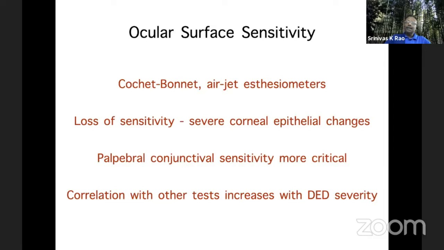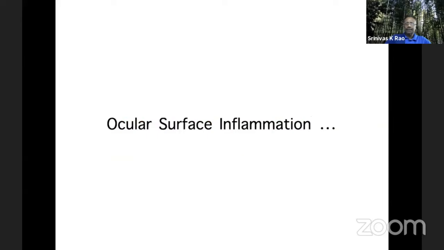you can use. Because ocular surface damage tends to affect the nerves on the surface, there can be a loss of sensitivity, and you can use the Cochet-Bonnet instrument. The AGET aesthesiometers are still in trial. They've not yet come out commercially. And the loss of sensitivity may correlate with the extent of damage on the ocular surface.